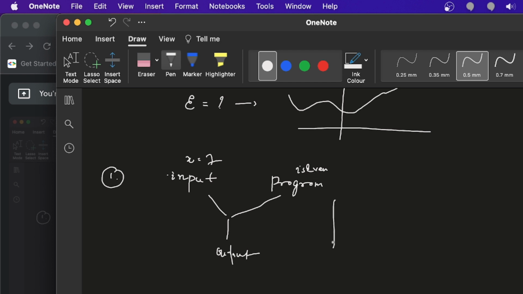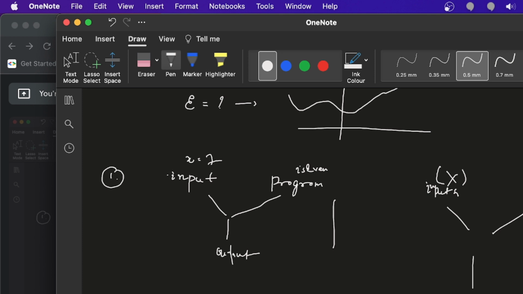But in machine learning, what is happening? You don't have any program. Machine learning can generate the output without writing an explicit program. How is this possible? It uses examples of inputs and outputs, and from these inputs and outputs you will get a program. The program is nothing but the relation between input and output. Suppose the input is x and the output is y. Then y is a function of x.